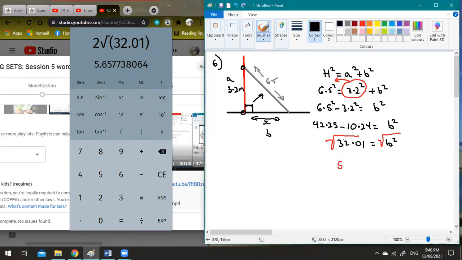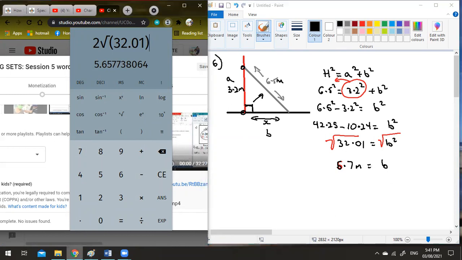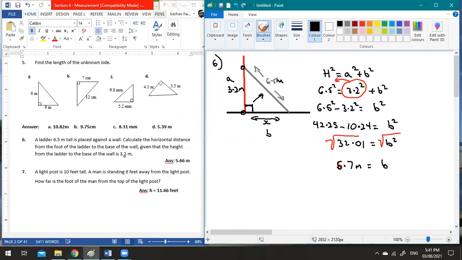So we'll have 5.655, meaning that we'll have to add 1 to the 6. So we get 7. The question was in meters, so not centimeters, but meters. This will be the length of P. So they have 5.66 in the answer, but because we only have one decimal place here, you round it off. You'll get the same answer. Right? So 5.7 meters is equal to the length of P, this distance here.